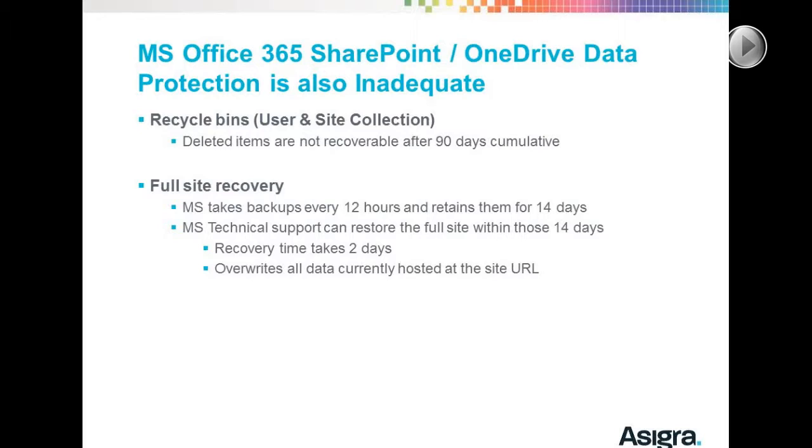So now let's talk about the other main Office 365 features, SharePoint, OneDrive. That protection is also inadequate. So the way that works is you delete a folder or something in SharePoint or OneDrive, it'll get moved to a recycle bin, first to the user recycle bin, then it gets auto-moved to the site collection recycle bin. In total, deleted items can only live in both recycle bins for a cumulative total of 90 days. After that, the item is gone forever.